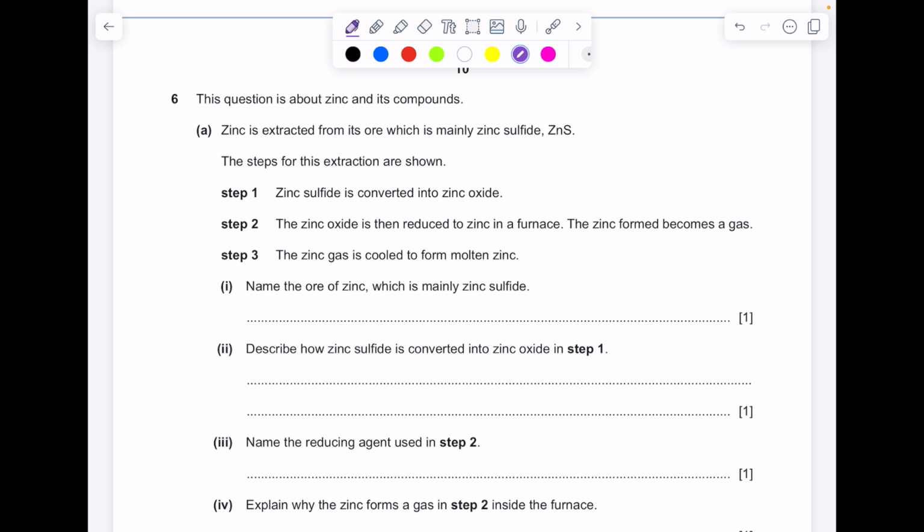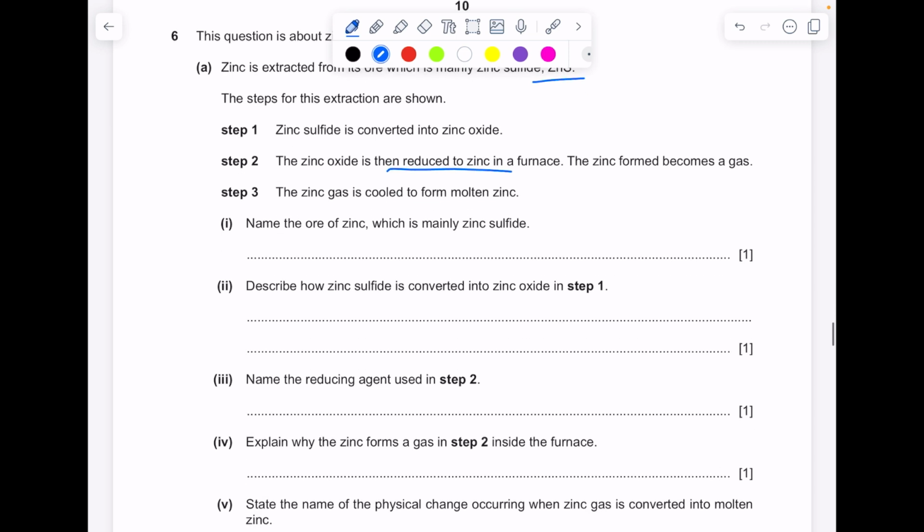Zinc is extracted from its ore, which is mainly zinc sulfide. The steps for this extraction are shown. Zinc sulfide is converted into zinc oxide. The zinc oxide is then reduced to zinc in a furnace. The zinc becomes a gas. The gas is cooled to form molten zinc. Name the ore of zinc, which is mainly zinc sulfide. It is zinc blende.